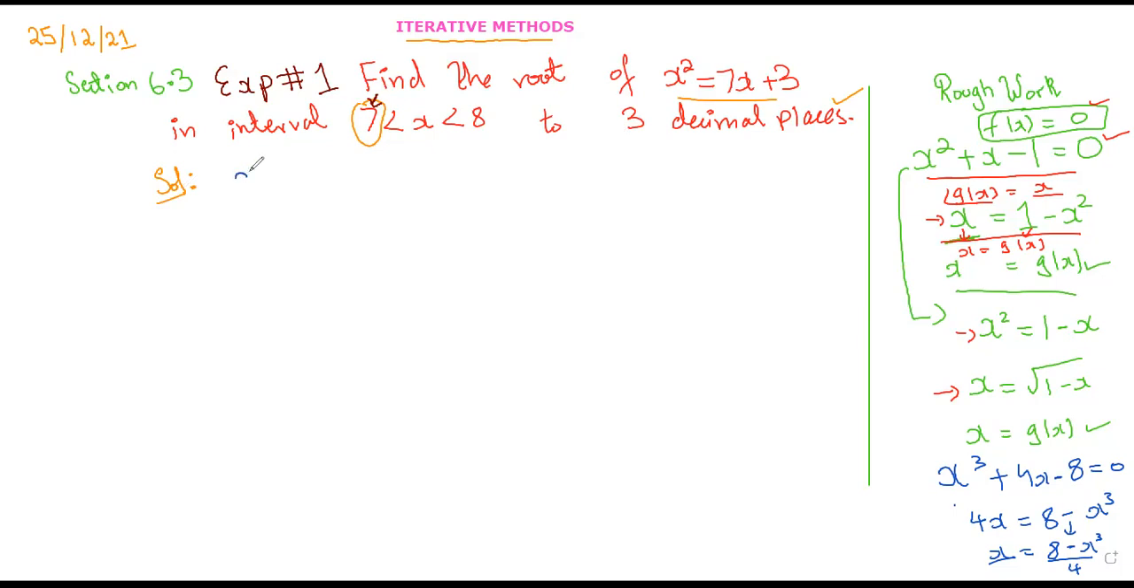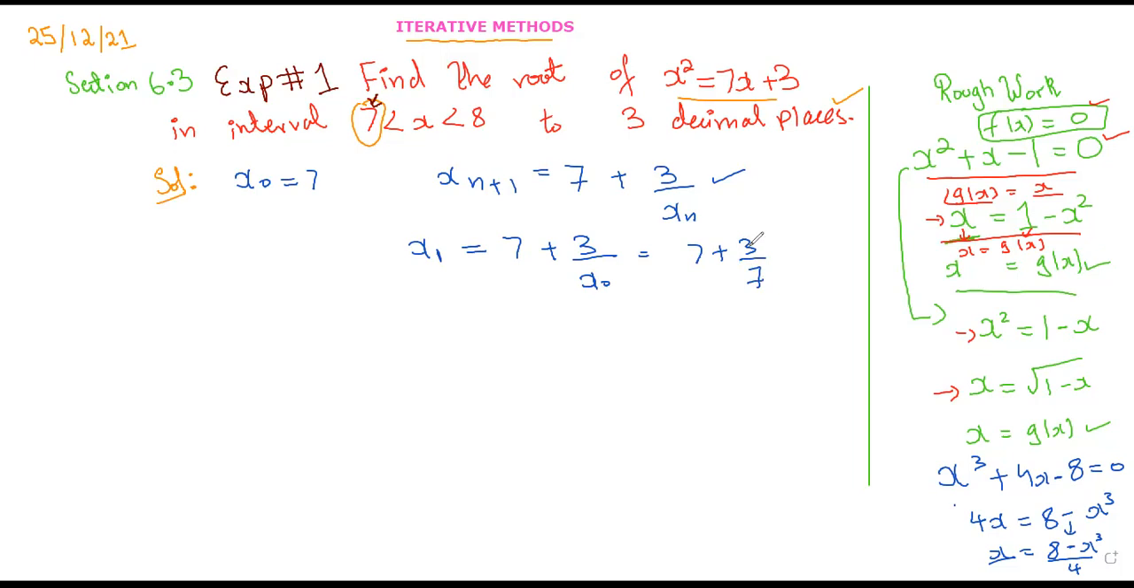Very good. So I need to use x naught as 7, and my formula was xn plus 1 equals 7 plus 3 by xn. So you understood this clearly, right? Yes. Okay. Now we need to find x1. x1 is basically 7 plus 3 by x0. This is 7 plus 3 by 7, right? Yes.